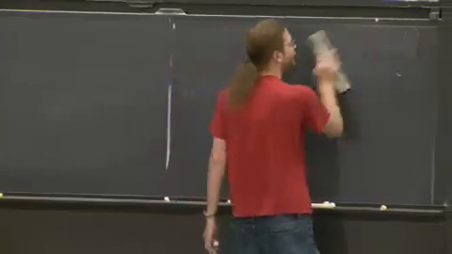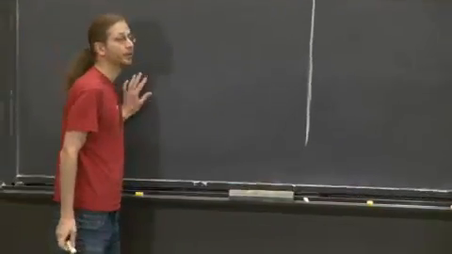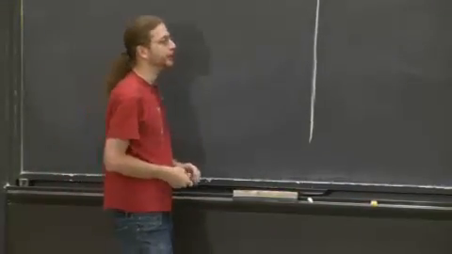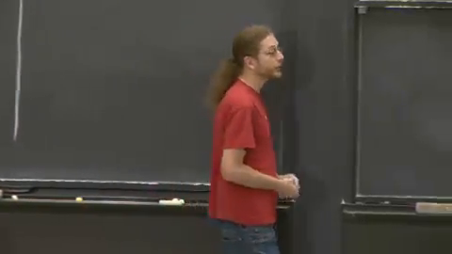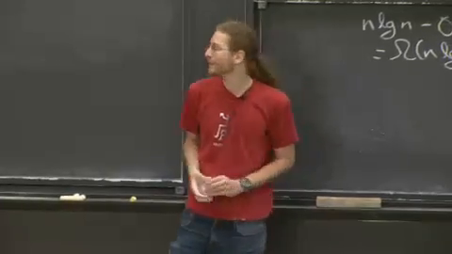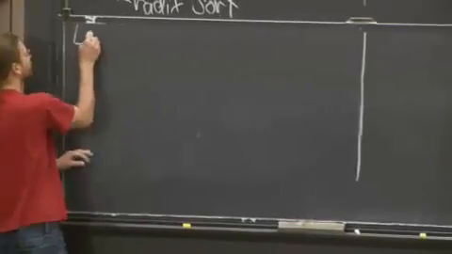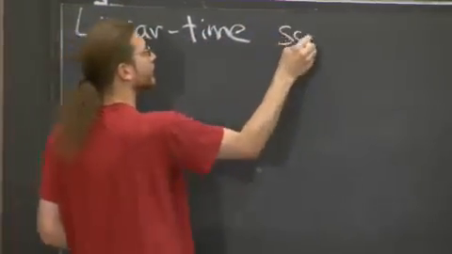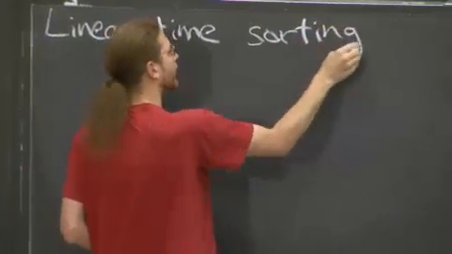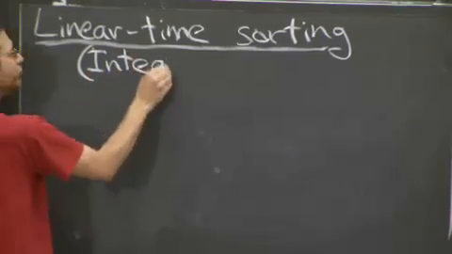So it's time to bump it up a notch, increase our model power. We've talked about the RAM in particular, random access machine, where memory is an array. You can access anything in the array in constant time. We're going to use that power of the RAM to sort in linear time. Sometimes. A more appropriate title for this section of the lecture would be integer sorting.